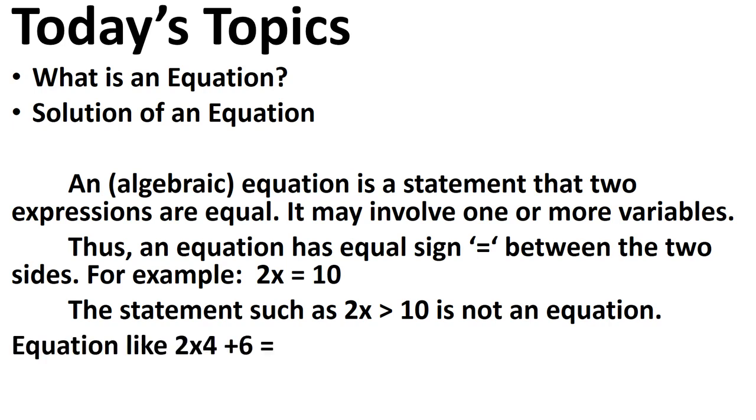An equation like 2 multiplied by 4 plus 6 equal to 14 is a numerical equation. It is not an algebraic equation because there is no variable. It is 2 multiplied by 4, this is not x. So 2 multiplied by 4 plus 6 equal to 14 is a numerical equation. The equal sign is here also, but there is no variable. So this is not an algebraic equation. This is a numerical equation.